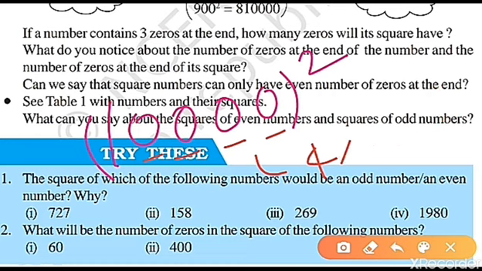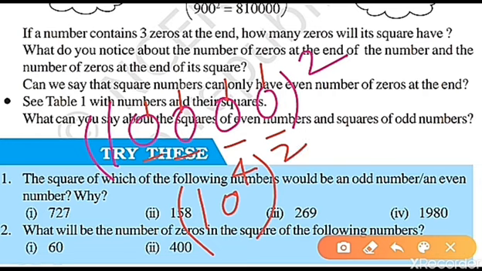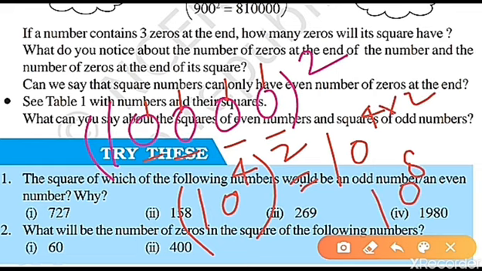To understand this, we can write this number as 10, and it has 4 zeros, so we can write it as 10 to the power 4. If we square it, the powers are multiplied, so we know it's 10 to the power 8.